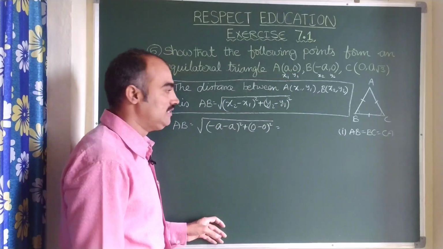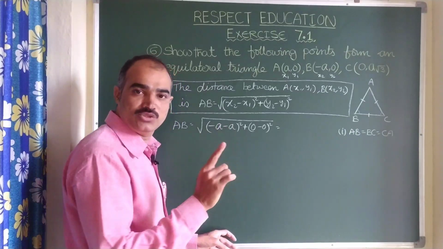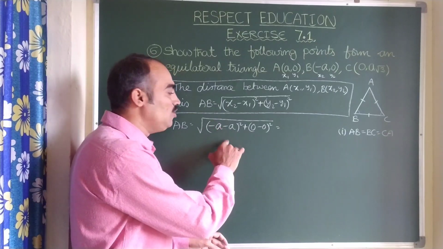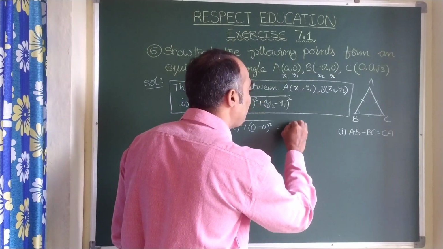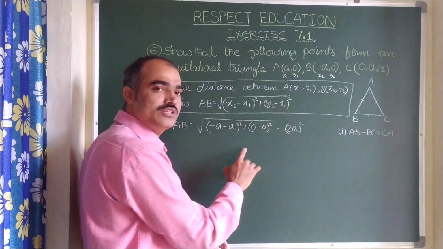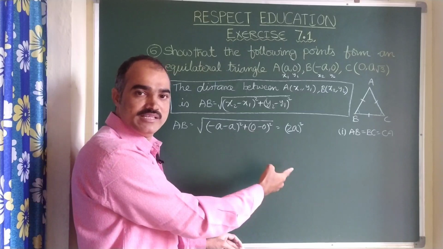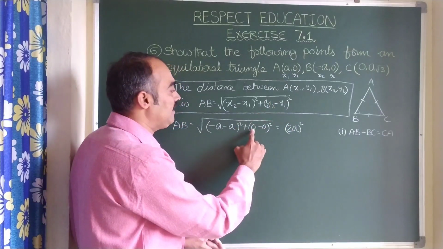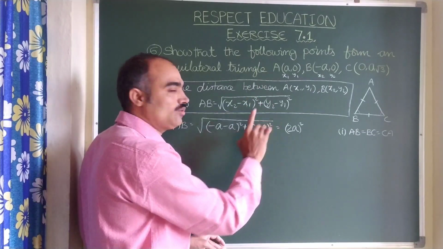Now let us simplify this. Here minus a minus a is minus 2a. When you do (minus 2a) whole square, it will become plus (2a) whole square only. Because (minus 2a) whole square is minus 2a into minus 2a. Minus into minus is plus, so that is 2a into 2a, nothing but (2a) whole square. And here 0 minus 0 is 0, 0 square is 0. So better let us not write this.